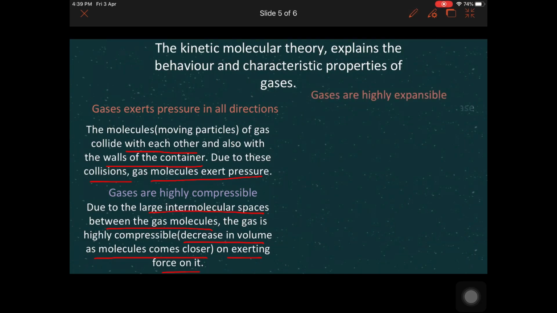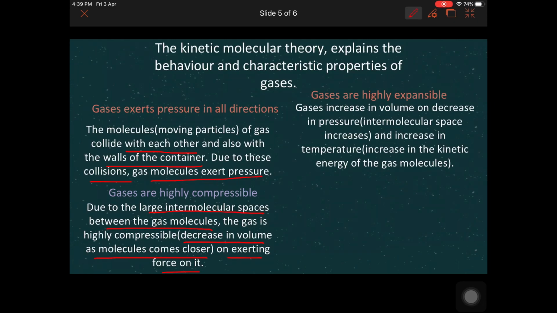They are highly expansible. The gases are highly expansible because of the intermolecular spaces present in them. Whenever we decrease the pressure, the intermolecular force of attraction reduces and the intermolecular space increases. And when we increase the temperature, the gas also becomes highly expandable. Why? Because there is an increase in the kinetic energy of the gas molecules, and whenever the kinetic energy increases, it causes expansion of the gases.